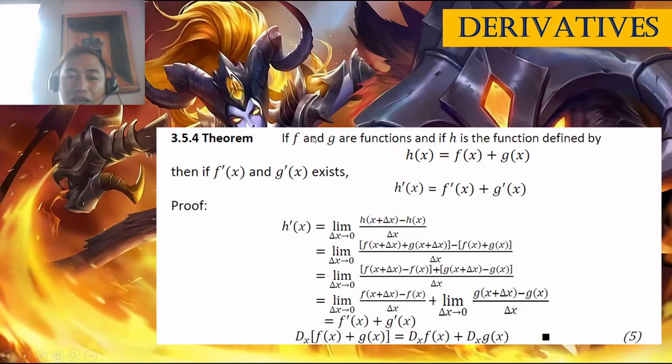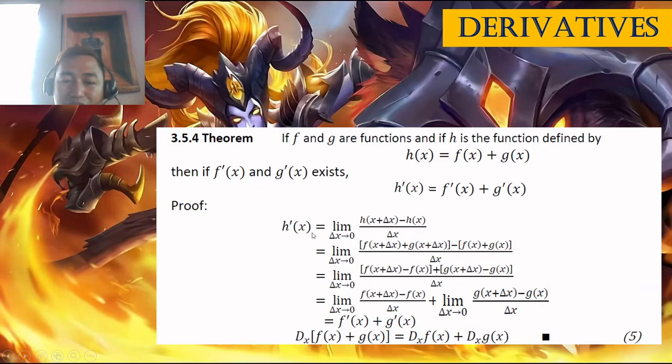Okay? If f and g are functions and if h is the function defined as the sum of f of x and g of x, then the derivative of h is the sum of their derivatives. Okay? So, proof. We need both f prime of x and g prime of x to exist.